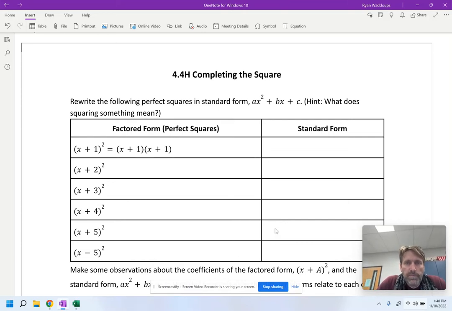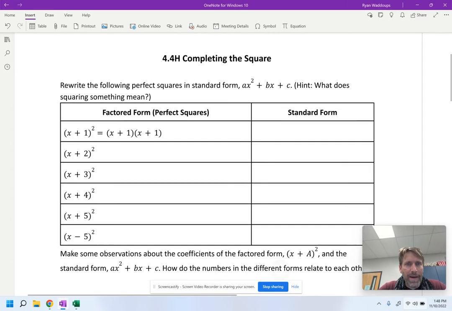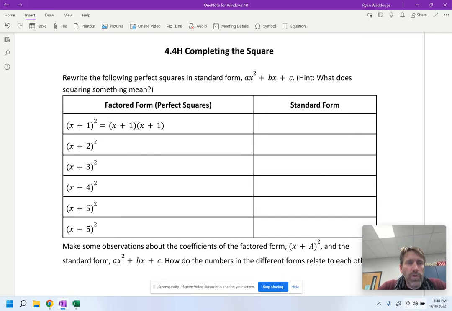Hi, welcome. This is a video on how to solve quadratic equations by completing the square. Our first section here is just to introduce us to the background.